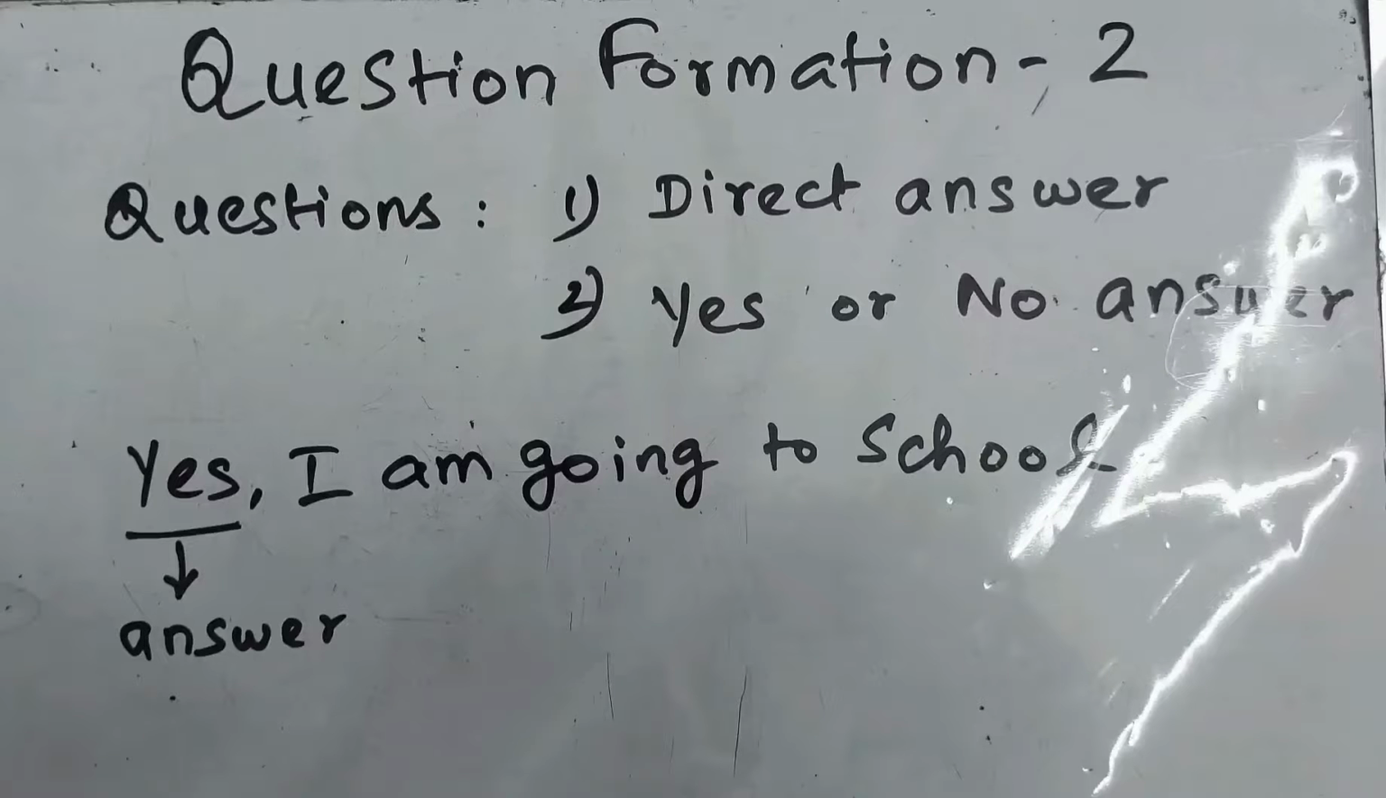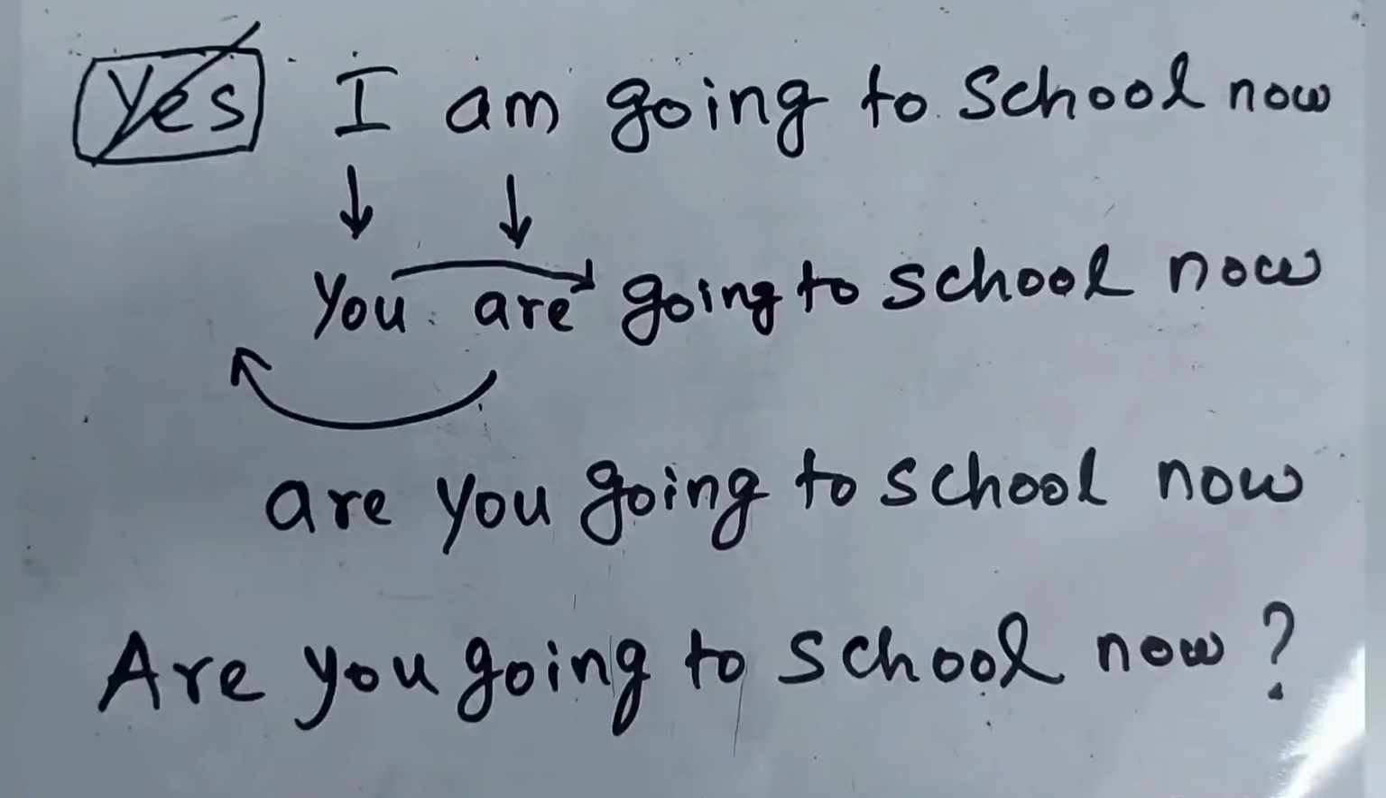Friends, we have seen in the last class how to form a question from a direct answer. There are two types of answer, one direct answer and yes or no answer. Today we see the yes or no answer, how to create a question from this yes or no answer. So see the example here. Yes, I am going to school now. So this is an answer given by somebody else.